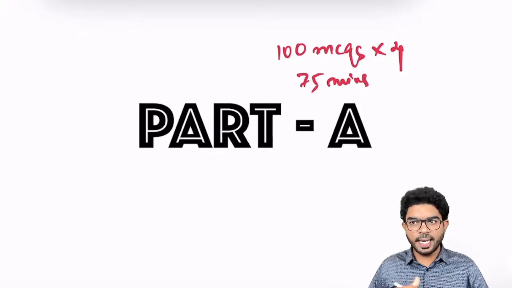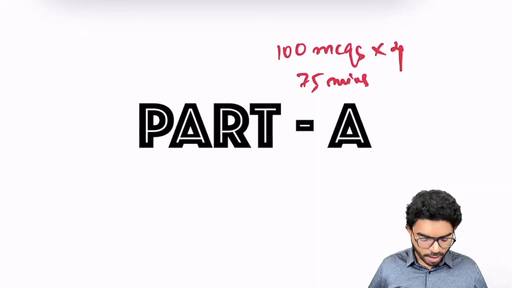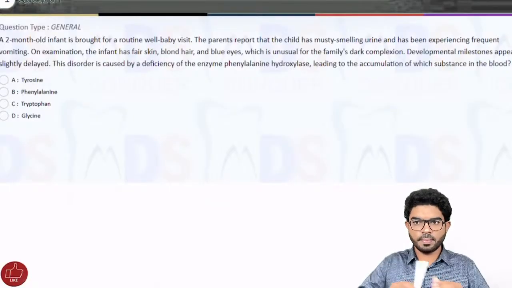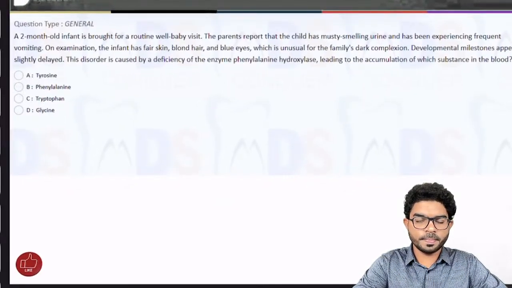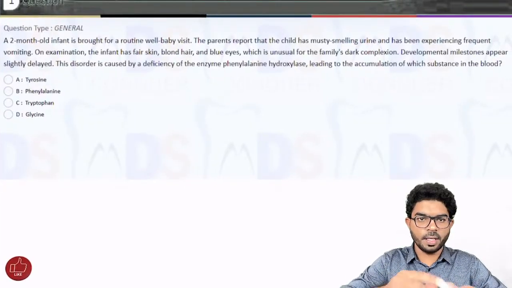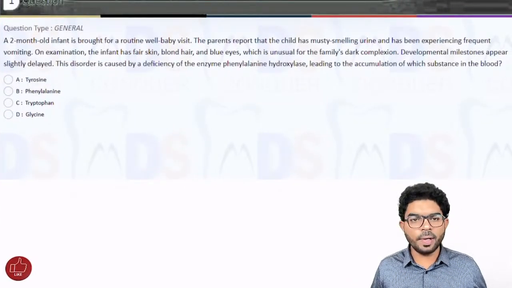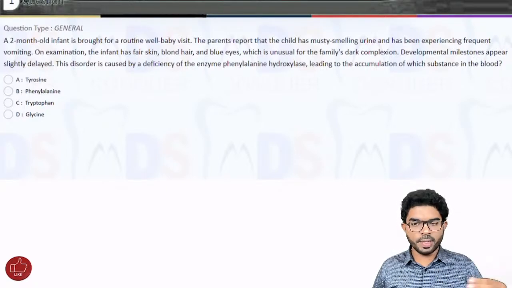So without wasting any time, let's start the question answer pattern. First of all, question number one is in front of you. Whenever you have a case-based question, I clearly told you to identify the keywords in the question. Then you can go with the answer.